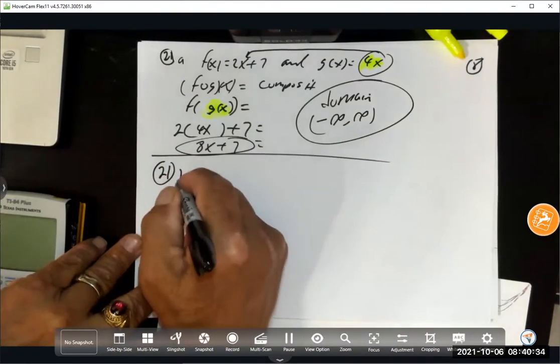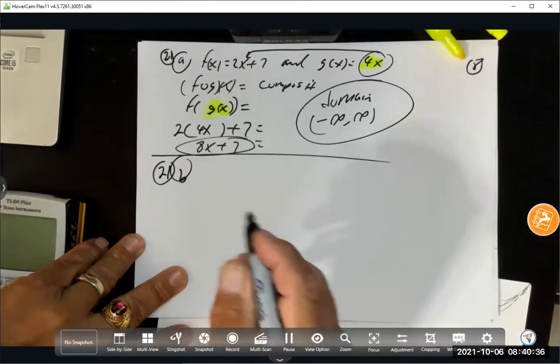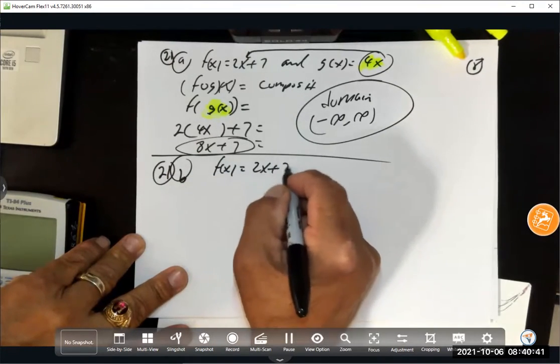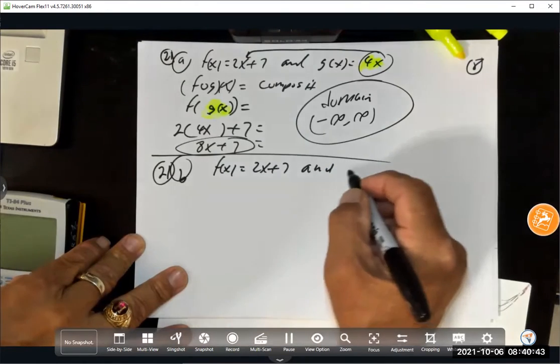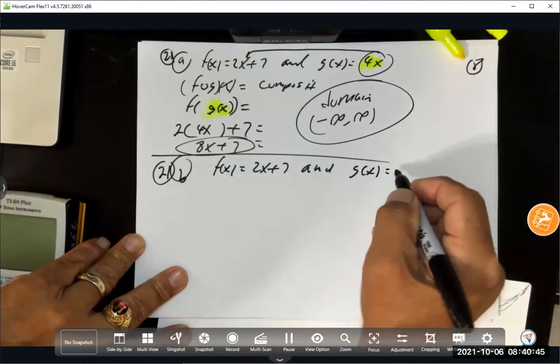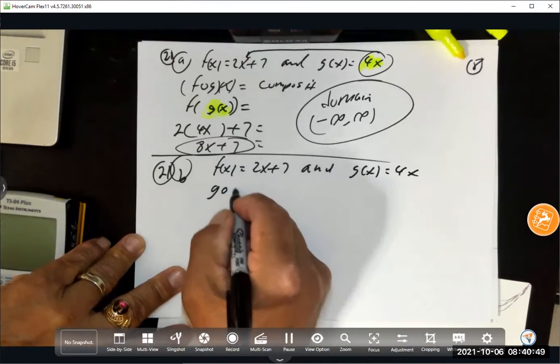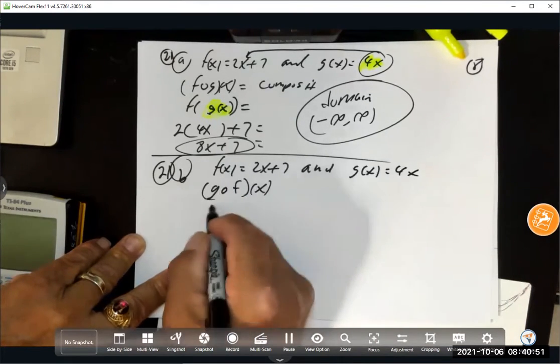21 letter B. Okay, I got A. Now I got B. Same problem. f of x equals 2x plus 7, and g of x is 4x. This one says flip it: g circle f of x. Composite the other way.